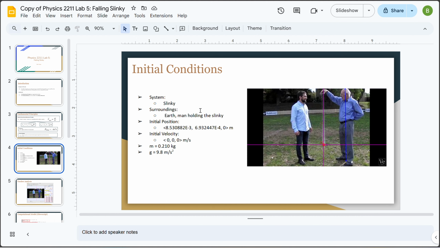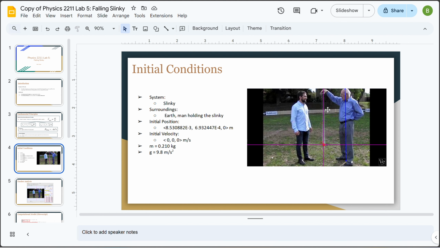Some initial conditions. Of course, the system is just a Slinky, and the surroundings are going to be the Earth and this man holding the Slinky here before it is dropped. The initial position is 8.53 times 10 to the negative 3 meters in the x direction, and 6.93 times 10 to the negative 4 meters in the y direction, and this is our initial position right here.